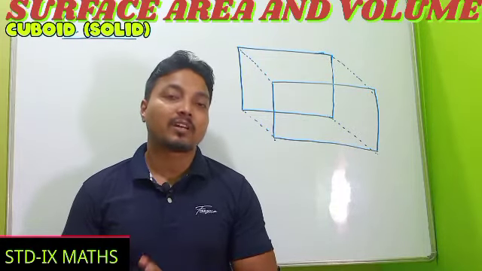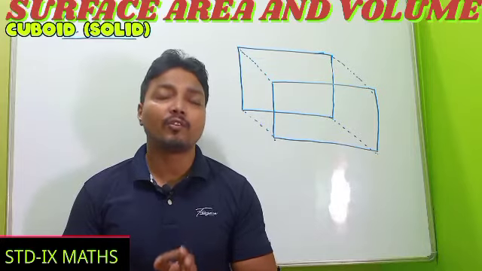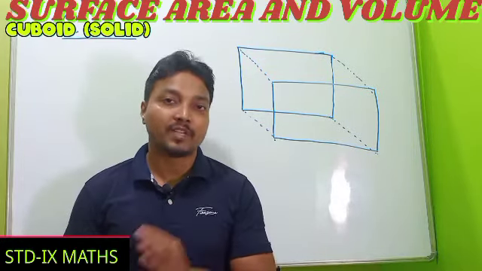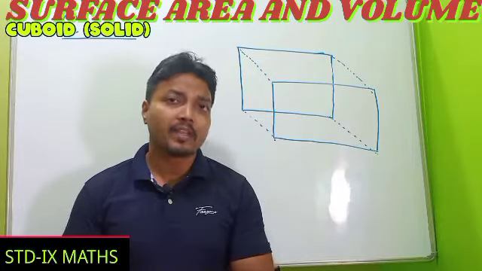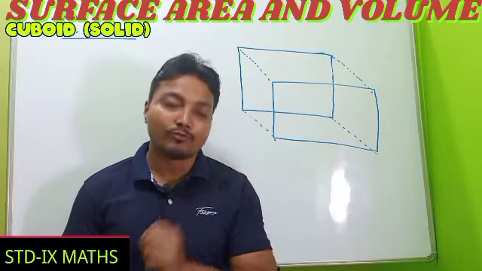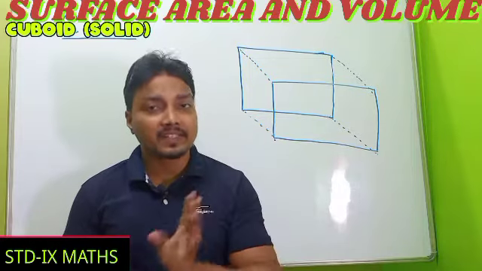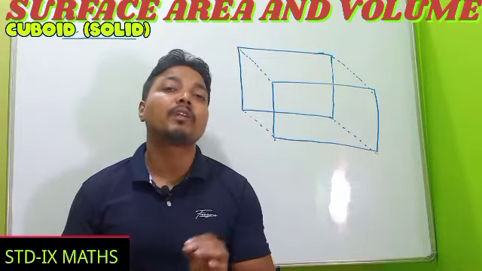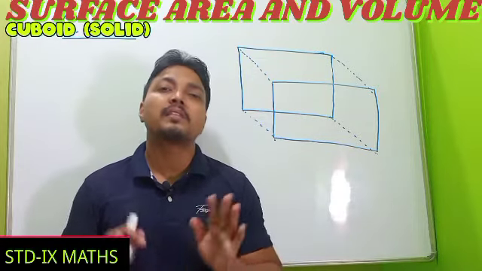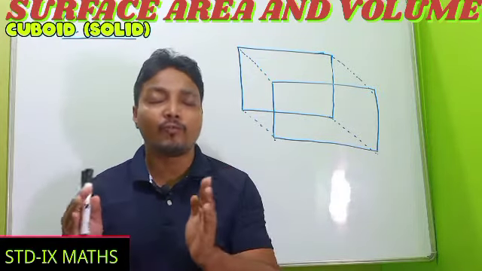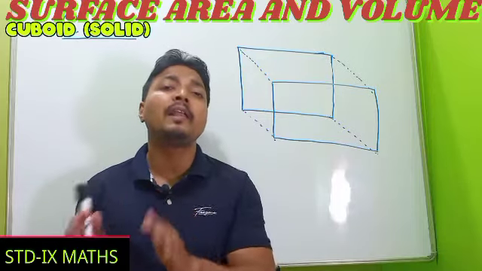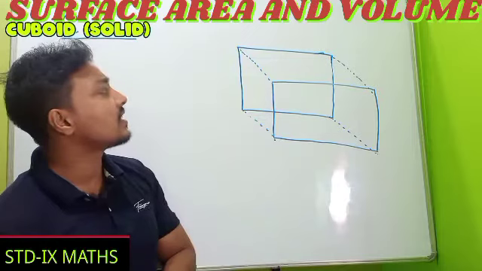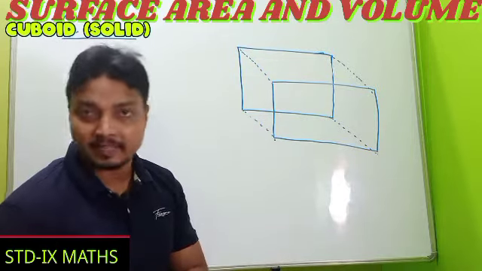So in this chapter, our discussion will be regarding solids: first the cuboid, second the cube, next the cylinder, next the cone, and the last one the sphere. So basically our discussion will be regarding only these 5 things. Okay, so first we will discuss the cuboid.